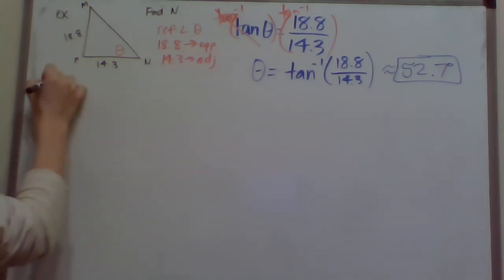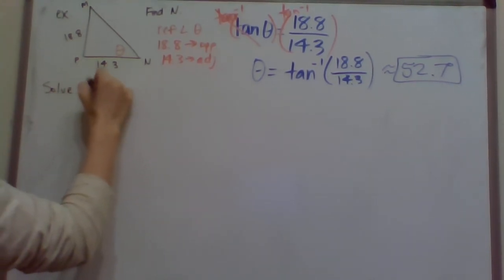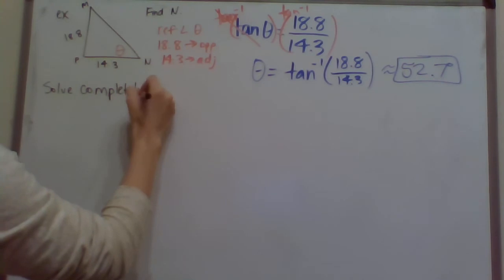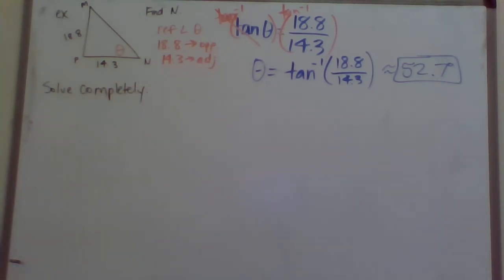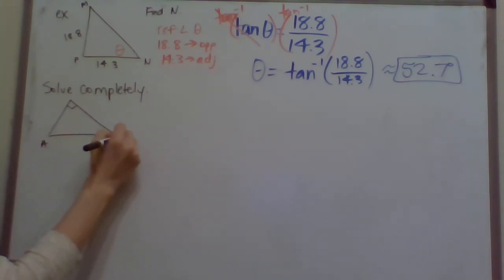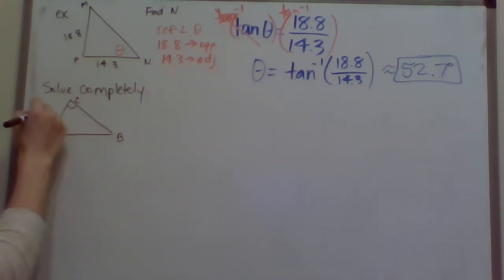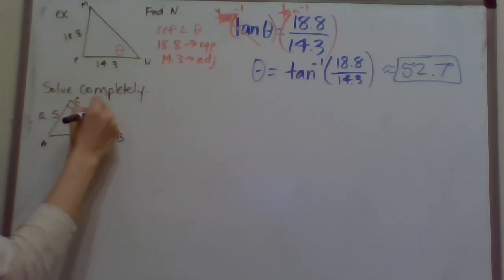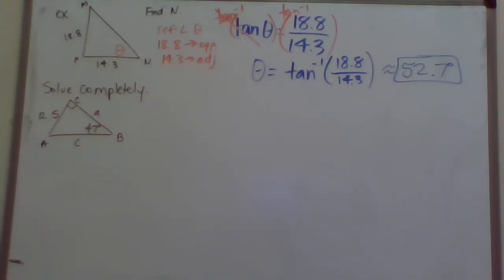Some of the other examples you're going to get are just going to ask you to solve the triangle completely, which means they're going to give you some information about the triangle, and by the end of it, between what they give you and what you find, you need to have answers for all three sides and all three angles of the triangle. So if they give us this triangle here, let's call it ABC. And let's call this side 12.5, and this is A, and this is little c, and this is 47 degrees. So that basically means everywhere there's not an angle measure marked, I need to find that, and everywhere there's not a side measure, I need to find that as well.